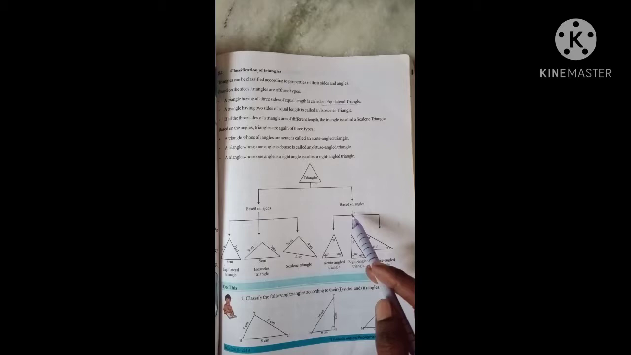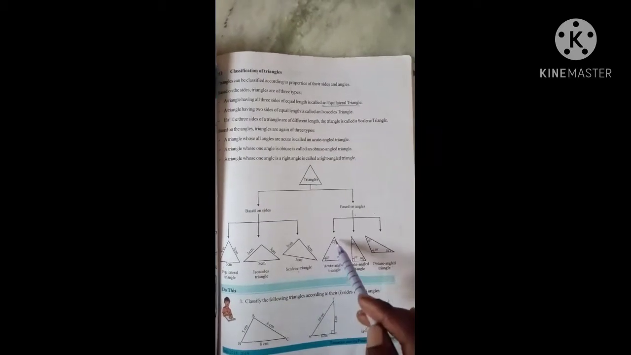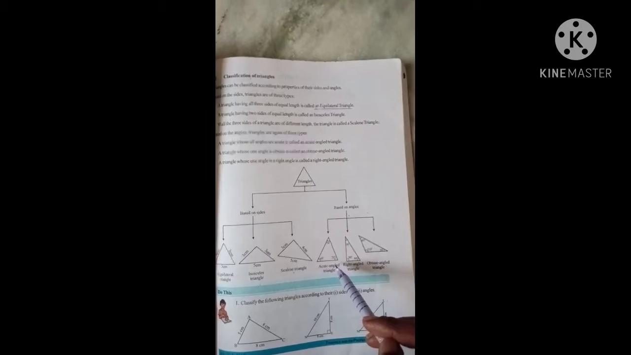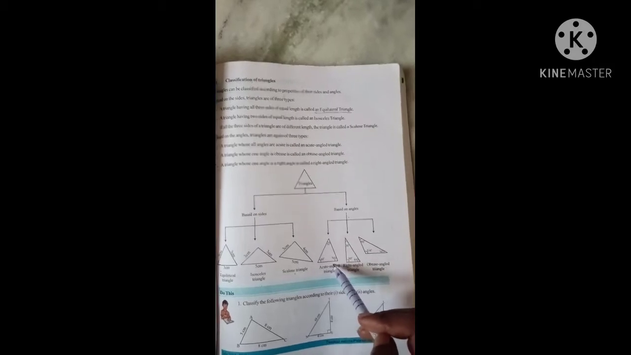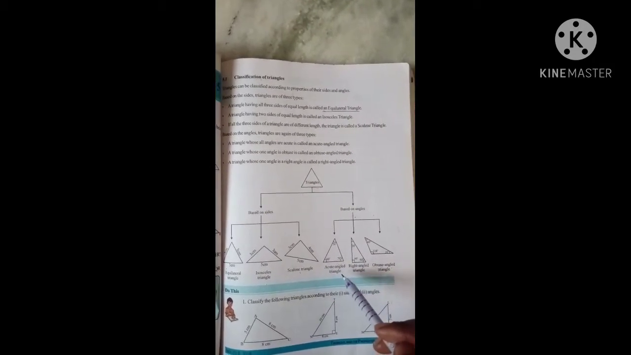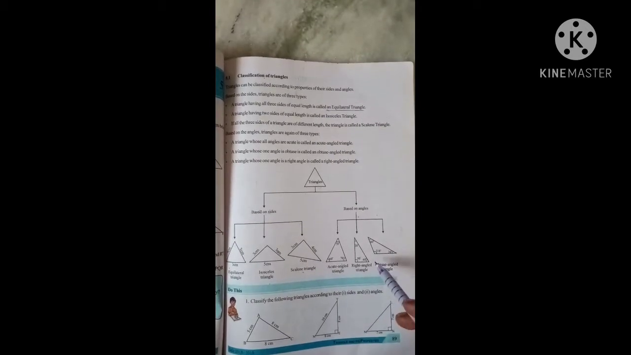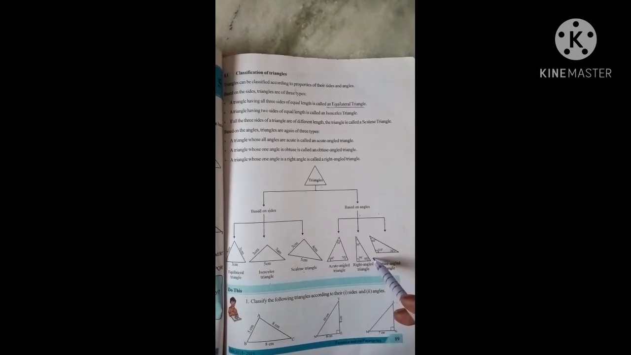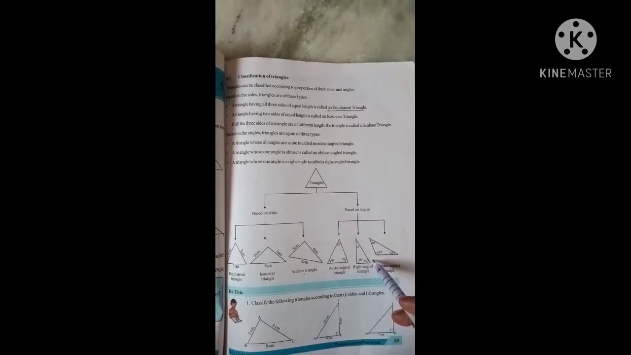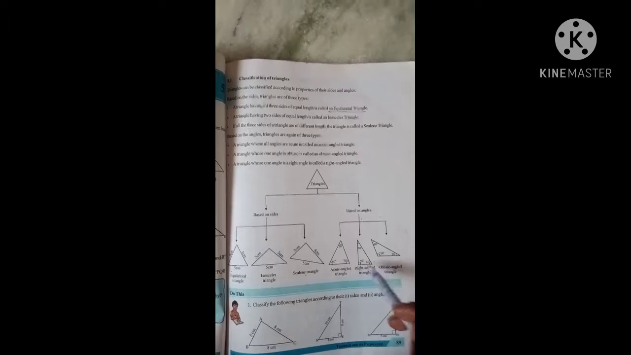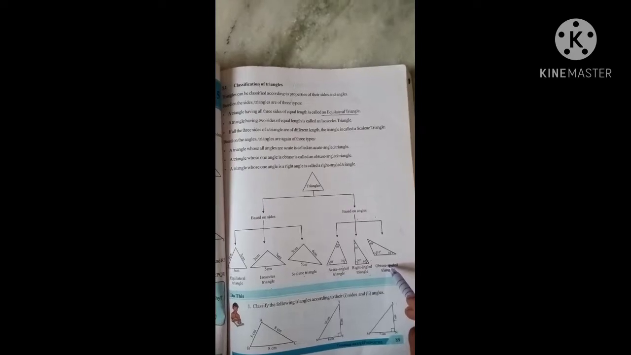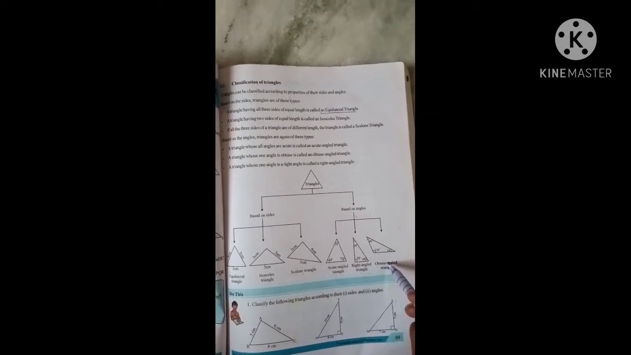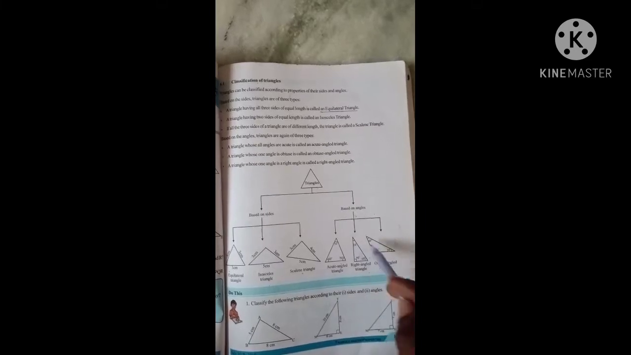Okay, next, based on angles. If in your triangle all angles are acute angles, acute means below 90 degrees, that is an acute angled triangle. What is an obtuse angle triangle? A triangle in which one angle is obtuse, that is greater than 90 degrees, is an obtuse angled triangle. And right angle triangle means any one angle is a right angle. That is nothing but a right angled triangle.